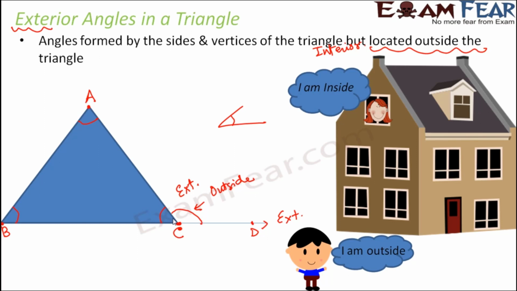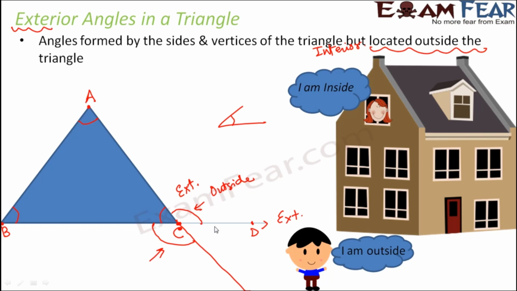So let us look at more possibilities. Now instead of extending BC, let's say we extend this arm AC. Do you think we make an exterior angle? Yes, we do. Look at this angle. This is an exterior angle, because this is formed at the vertex, and it is formed by the sides of the triangle. One side is BC, the other side is extended AC.